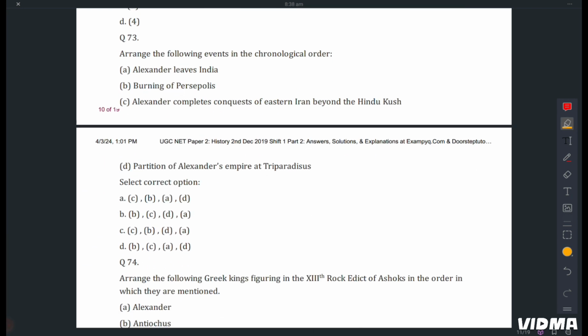Question number 73. Arrange the following events in chronological order. Alexander leaves India, burning of Persepolis, Alexander's complete conquest of eastern Iran beyond the Hindu Kush, partition of Alexander's empire at Triparadisus. So the correct option is A, B, C, A, D. सबसे पहले burning of Persepolis.